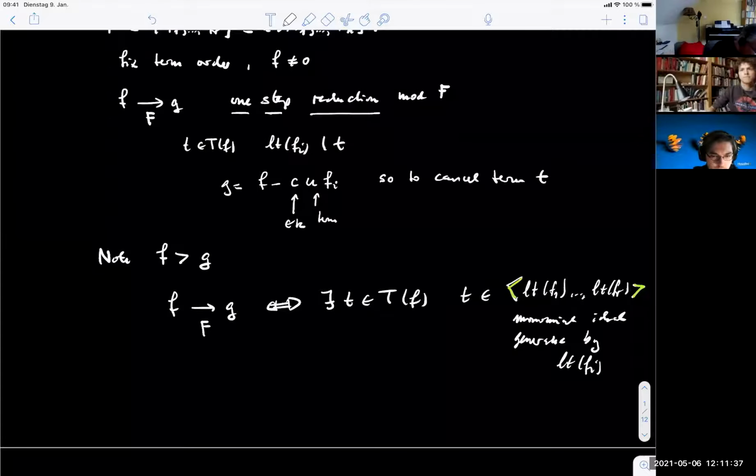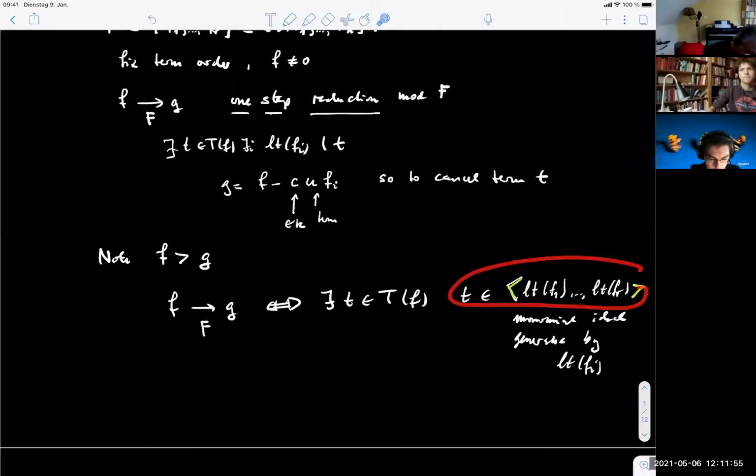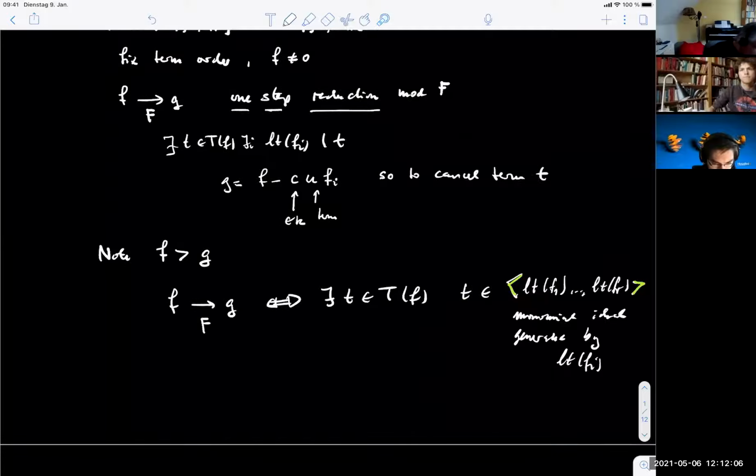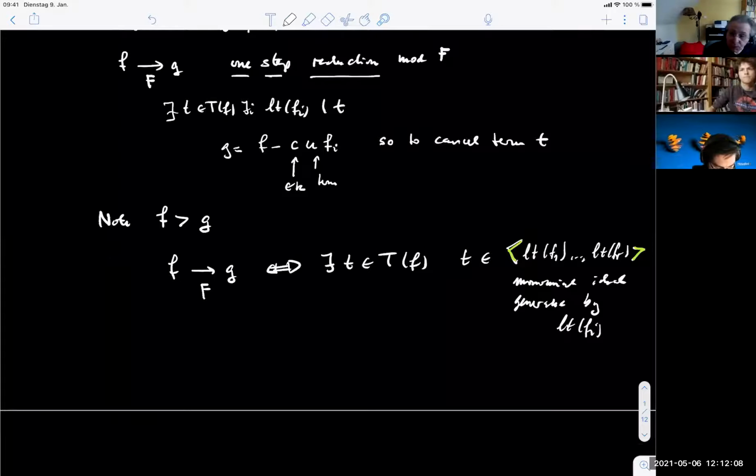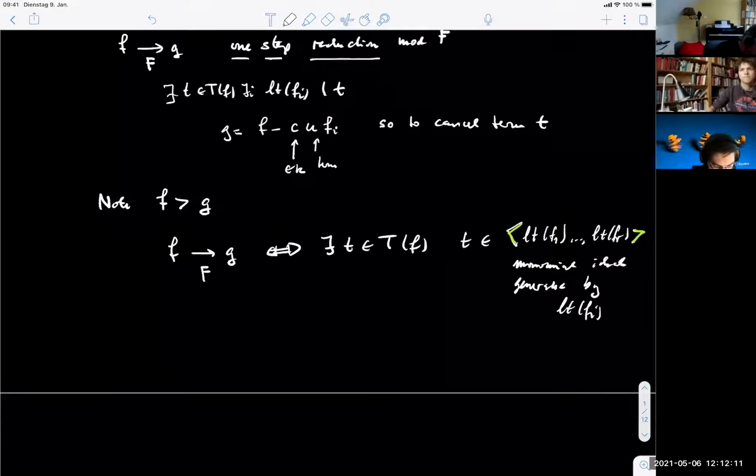And this is exactly what this means. There is a term t, and I could put a quantifier here, and there is some index i such that this holds. This means there is an i such that the leading term of fi divides t. So this is exactly that. Okay, so then if we cannot perform a one-step reduction, we call f a normal form.